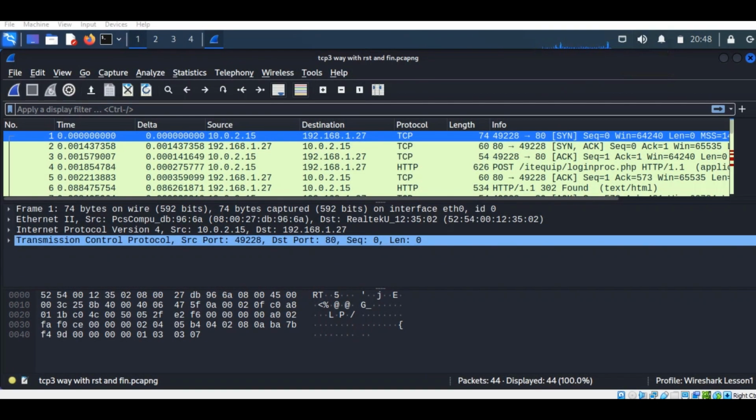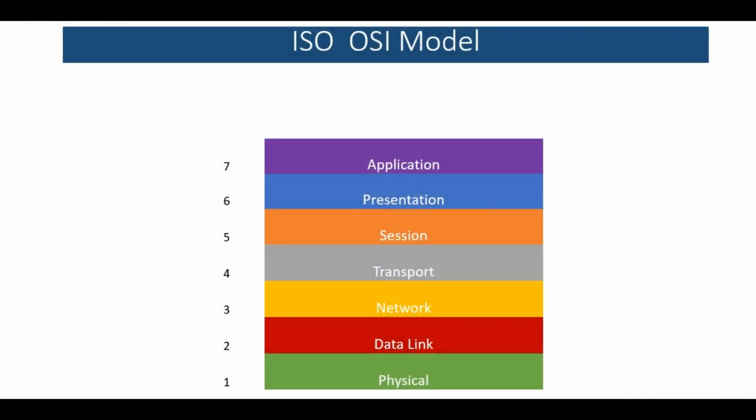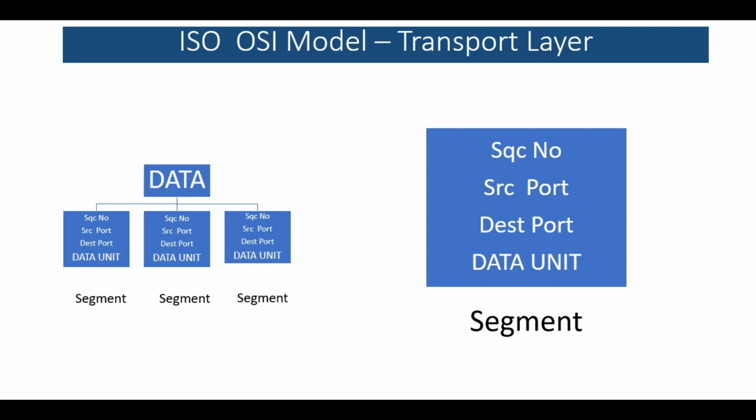I have imported a pcap file into Wireshark, but before digging in deep, we'll see what TCP is. TCP is a protocol in the transport layer of the OSI model. It is actually the fourth layer. What the transport layer does is break data received from the session layer into small data units called segments. A segment has a sequence number, a source port, and a destination port.